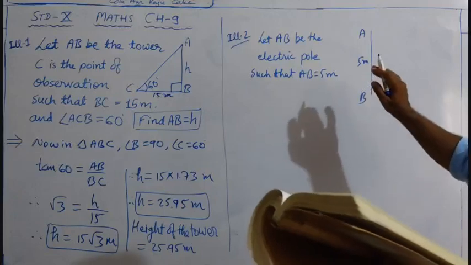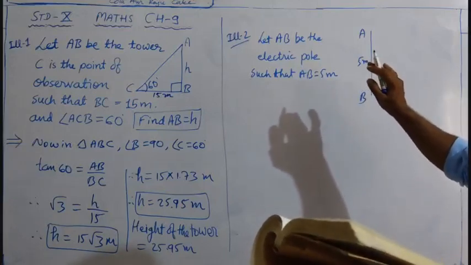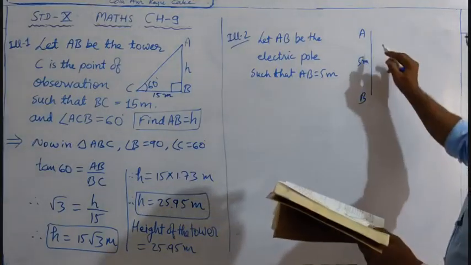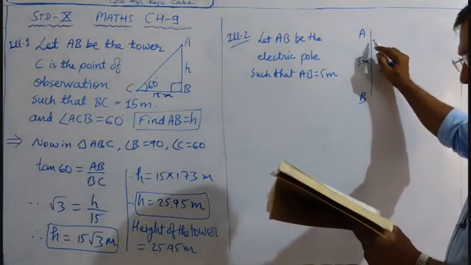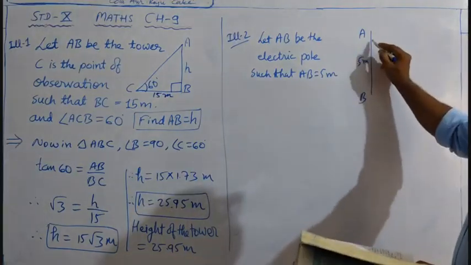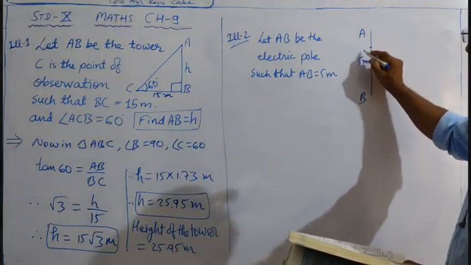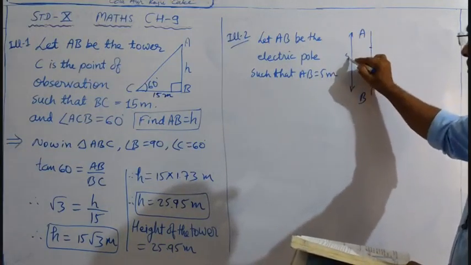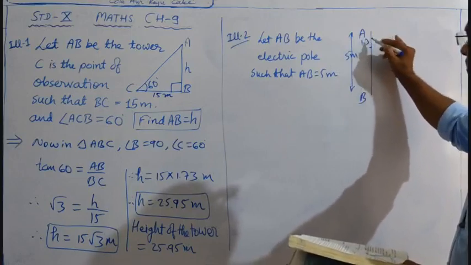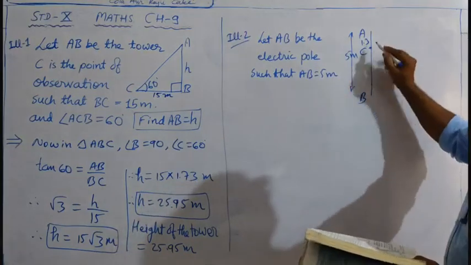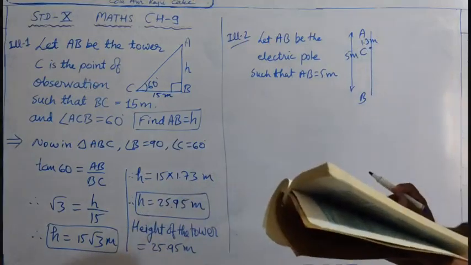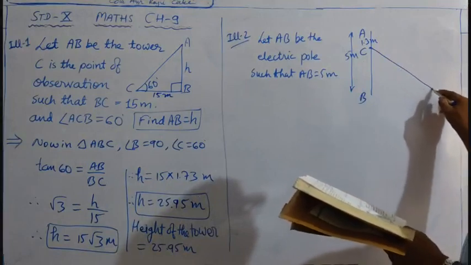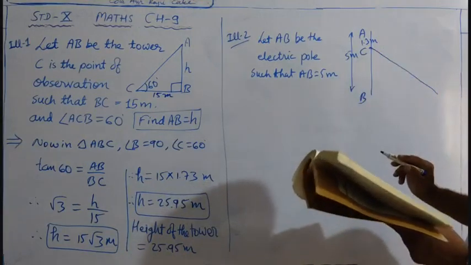Then she needs to reach a point 1.3 meter below the top of the pole. Say here this point we call C. The total height is 5 meter and she has to reach 1.3 meter below, that is point C, 1.3 meter below the top of the pole to undertake the repair work. Here she is to reach here.